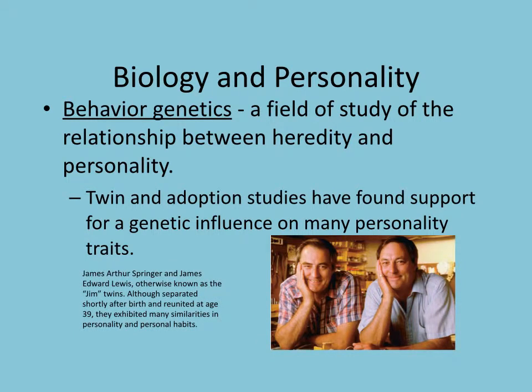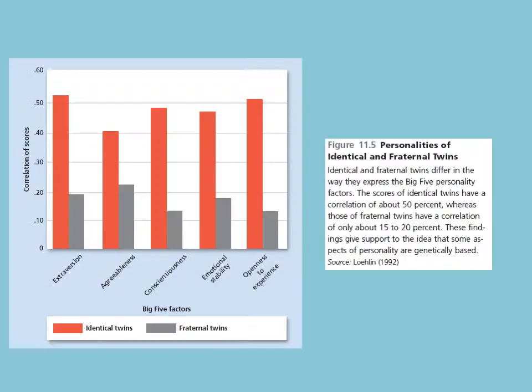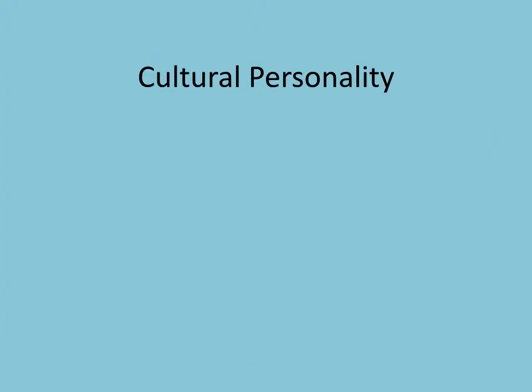So when we talk about personality 2, we have to talk about behavior genetics. It's a field of study where we focus on the relationship between heredity and personality. So we use twin studies in order to see the influence of heredity on personality traits. We see a lot of similarities in your 5 factors, which are passed down genetically, which is pretty cool.